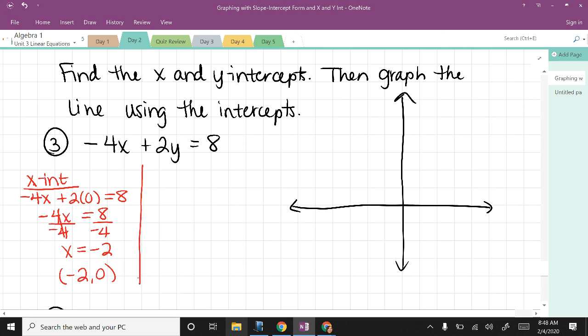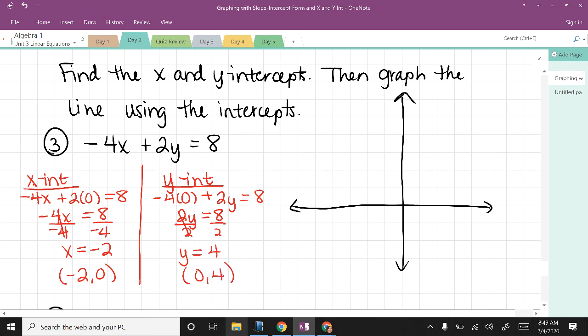All right. And now how do I get a y-intercept? 0 for x. So -4 times 0 plus 2y equals 8. What's -4 times 0? So that leaves me 2y equals 8. How do I solve for y? Divide by 2. Y equals 4. What's my ordered pair for my y-intercept? (0, 4). So any questions about how we got the x and y intercepts?